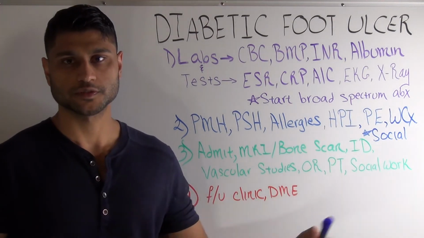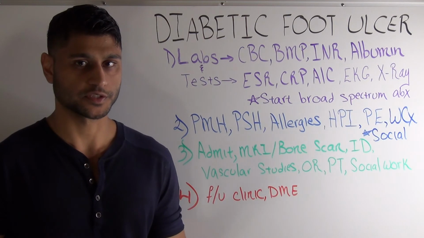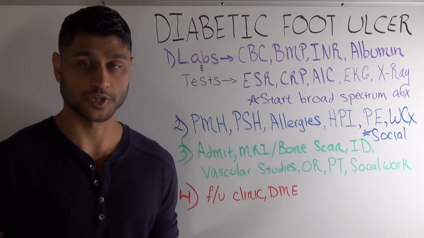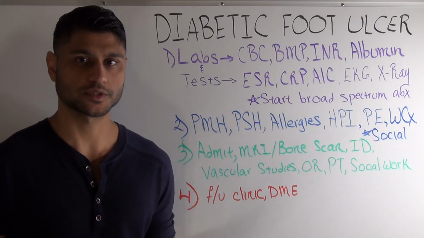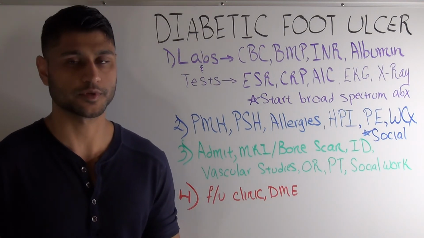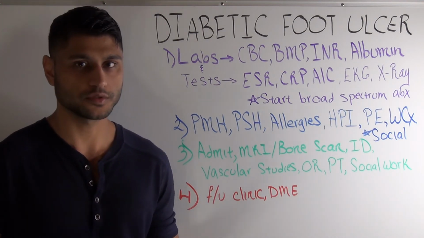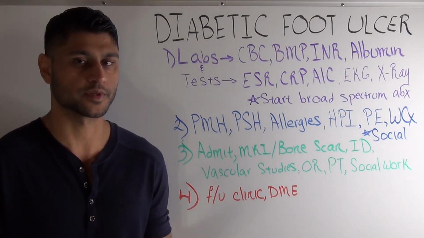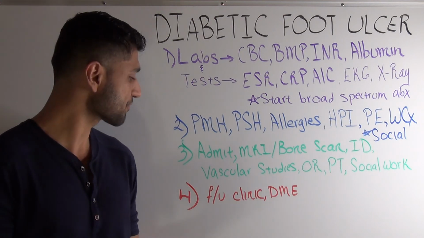You also want to ask the patient about the social situation. Does this patient smoke, use illicit drugs, alcohol? Where does this patient live? Does this patient live in a shelter? Does this patient live at home? Does the patient have help at home? All these factors really matter when you're taking care of a patient and thinking about the discharge part of it, which we'll get to later on.